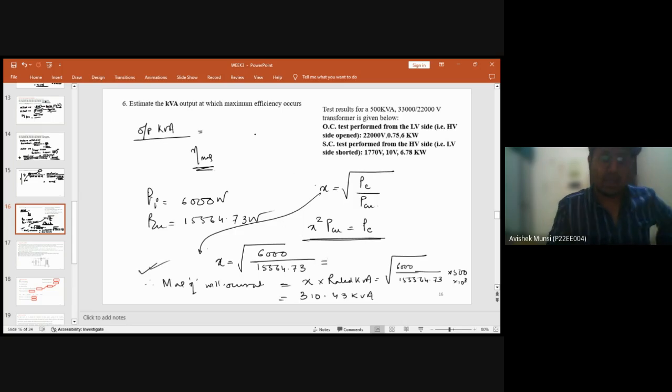So at maximum efficiency, what will be the kVA? So kVA should be multiplied by this load factor. So load factor will be equal to the root over of the iron loss by the copper loss. Okay. If you have any doubt, you can ask. Is it clear? Fine.